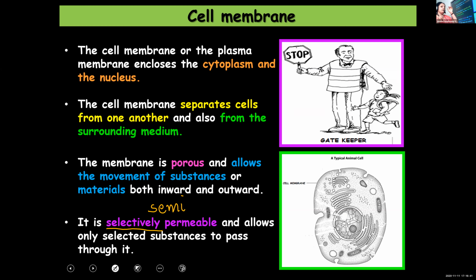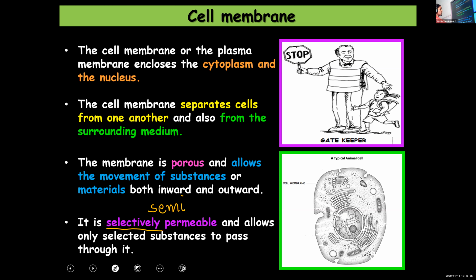So the plasma membrane of the cell is selectively permeable. It will allow only selected substances to pass through it. Is that clear about the cell membrane? I'll repeat the points once again.